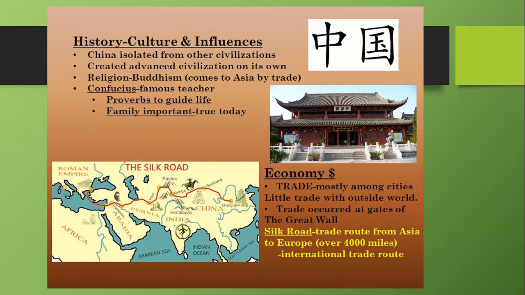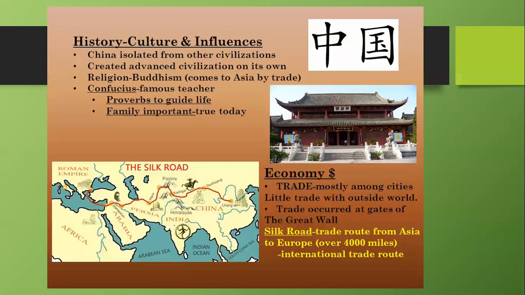The economy: trade was mostly among cities. Little trade happened with the outside world. Trade occurred at gates of the Great Wall, and eventually it led to the Silk Road, which is a trade route from Asia to Europe. It's 4,000 miles long.